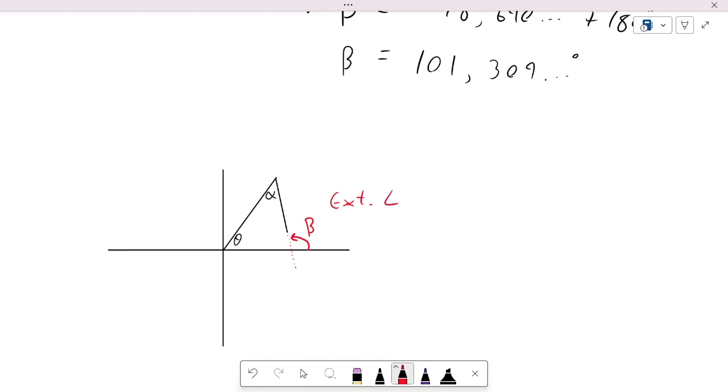Our exterior angle. And we know that the exterior angle is the sum of the two opposite interior angles, right? So beta would be equal to alpha plus theta. In this case, we are trying to find our alpha, so we're going to make alpha the subject of the formula. We are going to minus both sides by, sorry, by theta. And therefore, alpha is equal to beta minus theta.